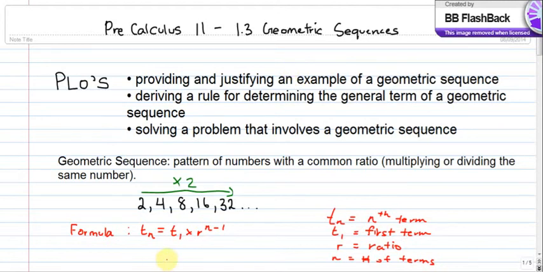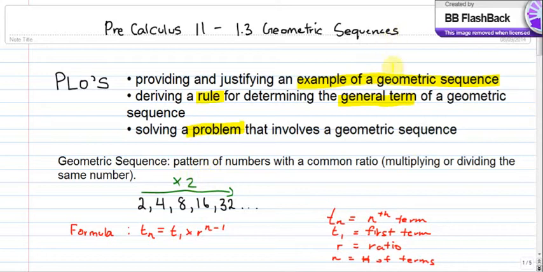Hi guys, welcome to Pre-Calculus 11, Chapter 1.3, Geometric Sequences. Once again, we'll start off with PLOs. First PLO for the day is to provide and justify an example of a geometric sequence. We have to derive a rule for determining the general term of a geometric sequence. And, as always, solve word problems that involve geometric sequences.